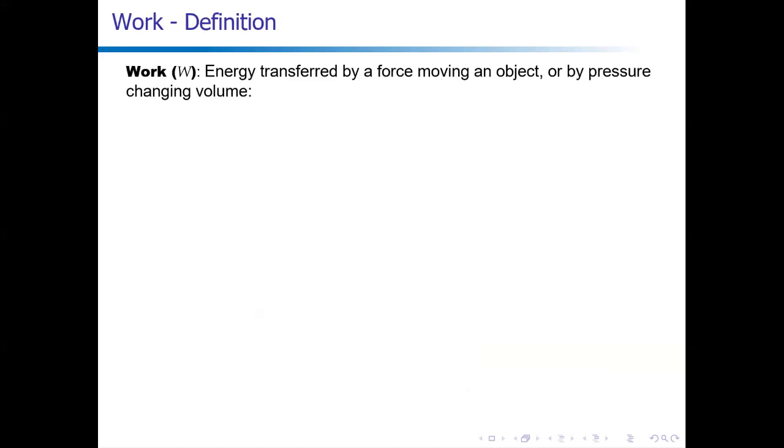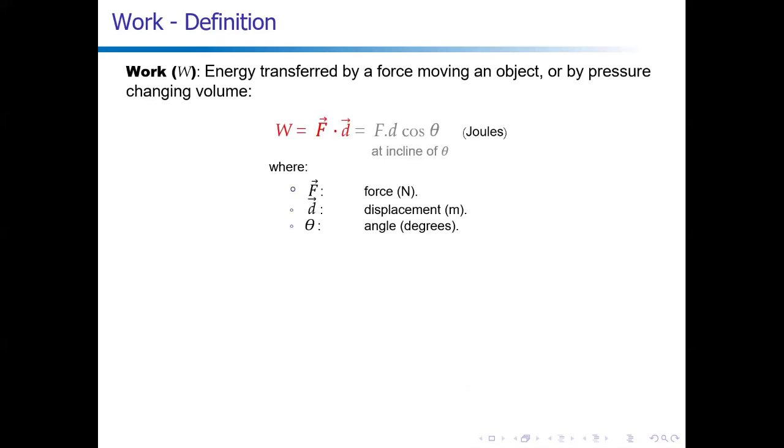Let's now talk about work, which is a way of measuring energy transfer when a force moves something, or when pressure changes volume. Work is denoted by the letter W and has a unit of joules. The formal definition of work is that work is equal to the force multiplied by the displacement. This is a dot product between the force vector and the displacement vector.